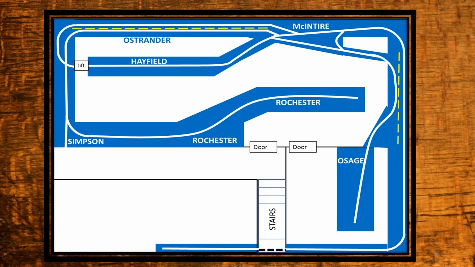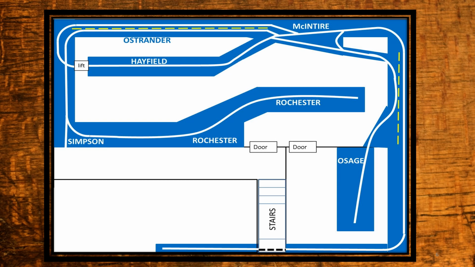Here's kind of a schematic of how things are in the basement, how I configured the layout. You can see Osage is in a separate room. That's the end of the line for that branch line that came out of McIntyre, Iowa, down to Osage, Iowa. The staging is also in that room. And then in the big room you come up to McIntyre, which is kind of the focal point of the layout. It's kind of X-shaped.